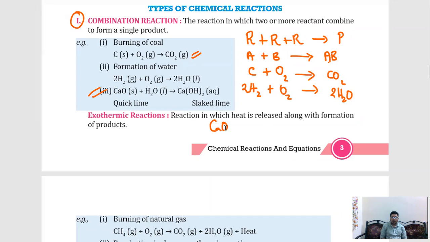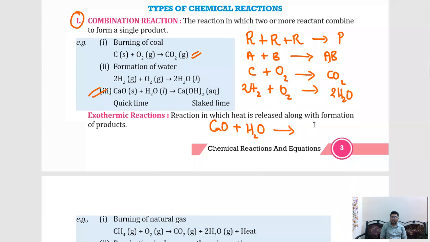Again, you can take this example: CaO, calcium oxide, plus H2O, water. Calcium oxide is also known as quicklime. If you add quicklime powder to water, you get this. CaO is one reactant, consider it as A. H2O is another reactant, consider it as B. A plus B gives rise to AB, right?